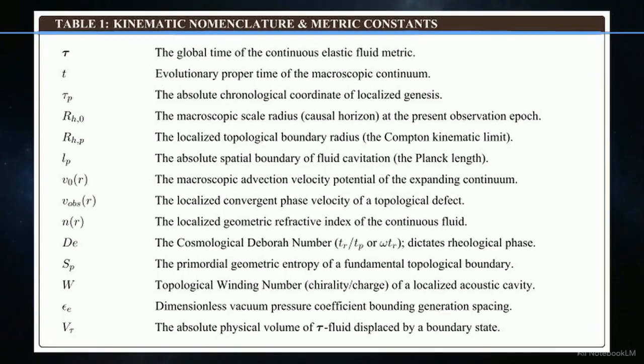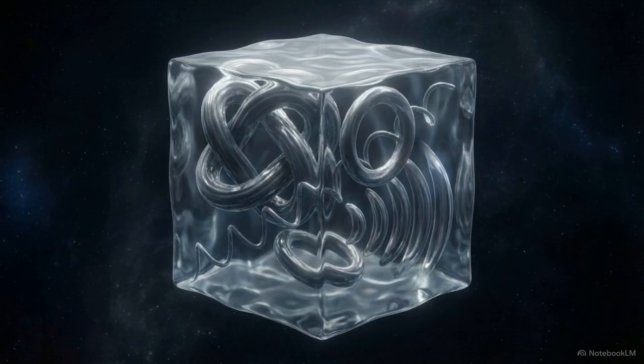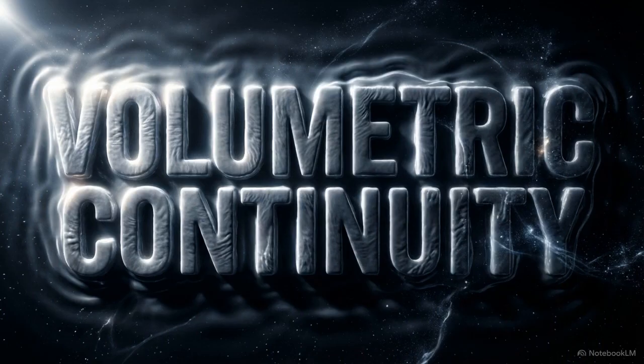This table of kinematic nomenclature outlines the exact constants governing this framework. If we focus on the final variable listed here, V_tau, we see it defines the absolute physical volume of fluid displaced by a boundary state. In the continuous metric, this displaced volume must remain strictly constant. Beta decay is the absolute one-to-one conservation of physical volume during a structural fracture.